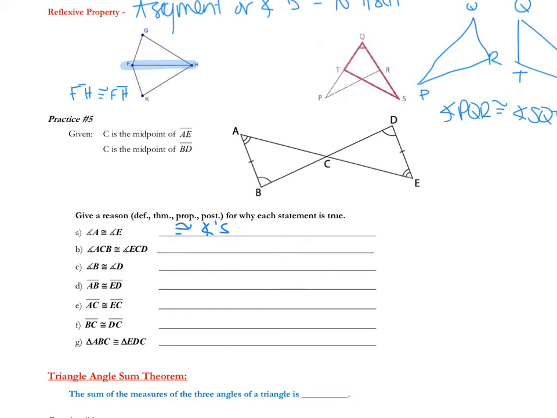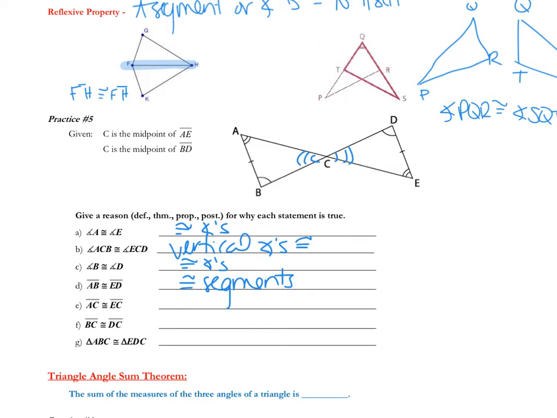Then angle ACB and angle ECD, they are created by intersecting lines. So those are going to be vertical angles. And what do we know about vertical angles? They're congruent. Angle B is congruent to angle D. So once again, that's just congruent angles. And then it says AB is congruent to ED. It's already marked on the diagram for us, so this is just congruent segments.